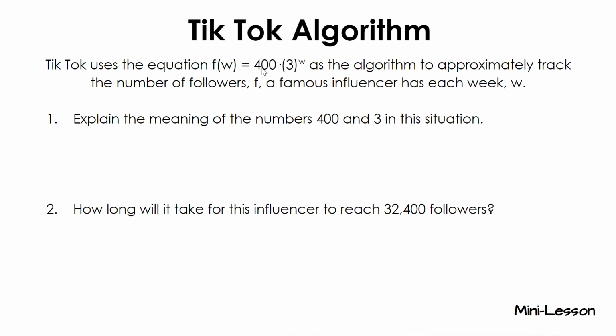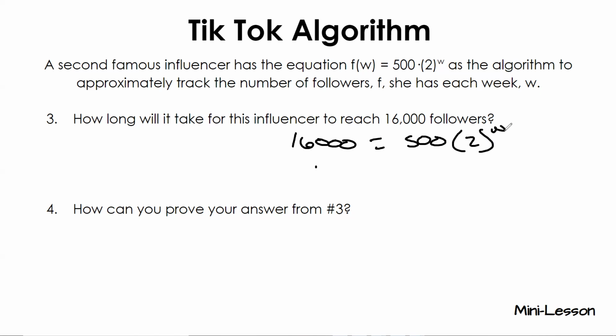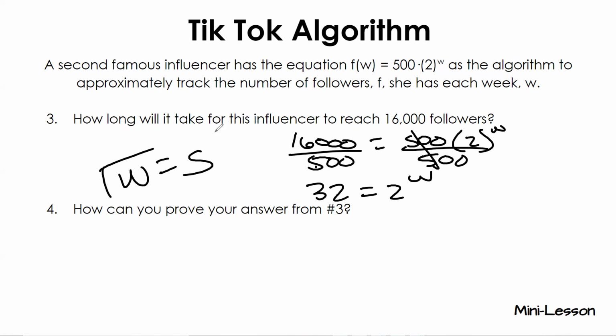What did we do here? Well, we took this and we set it equal to the number of followers. And then we solved. Okay, so when we do that on number 3, we did 16,000 is equal to 500 times 2 raised to the W. Okay. What do we do first? Well, we divide by 500. What does that give us? 32. Okay. Then we ask ourselves, 2 to what power gives us 32? 2 to the fifth power. So W equals 5.